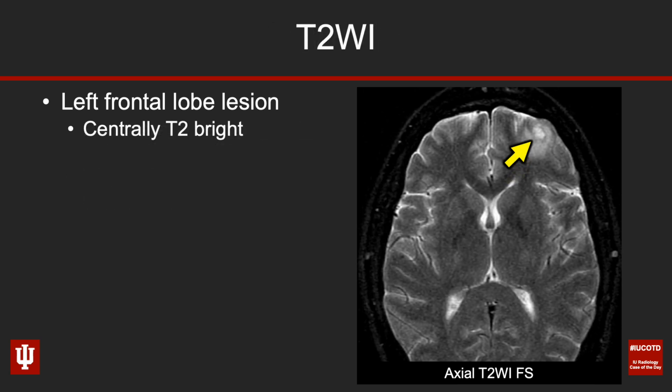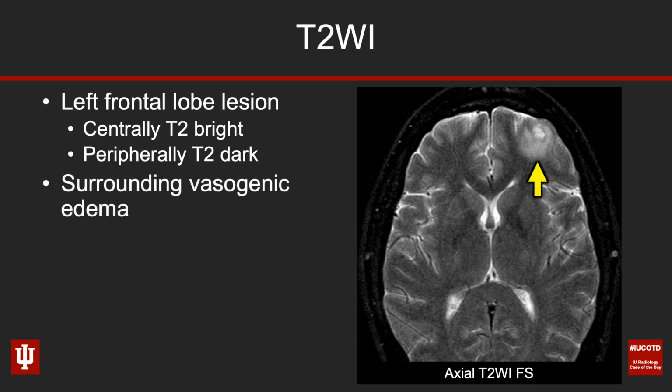As we take a look at our T2 weighted image, again, we see this left frontal lobe lesion. Centrally, it's T2 bright, but if you look right where that arrow tip is pointing, it has some peripheral T2 dark signal intensity. And then immediately outside of that, you can see that there's surrounding vasogenic edema.